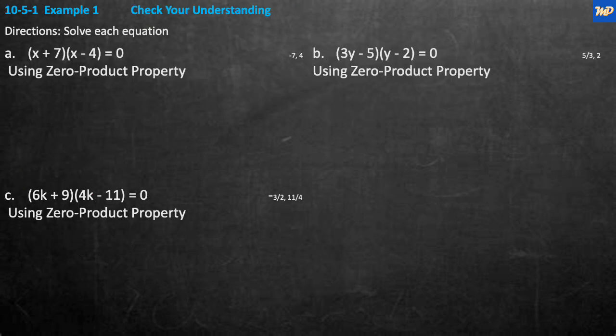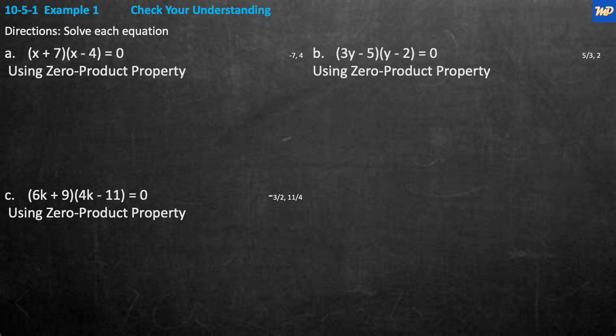Okay, example 1, check your understanding. So go ahead and pause the video and try these, and when you come back, we'll work them together. But you see, it says here, using the zero product property. So that's what we're studying right now, zero product property. Okay, I'll wait for you.